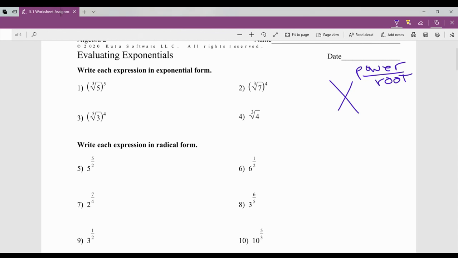So for number 1 right here, 5 is my base, and then it's power over root. The power is the exponent, so the exponent is 5, over the root, which is 3. So it's going to be 5 to the power 5 over 3. So 5 to the 5/3.